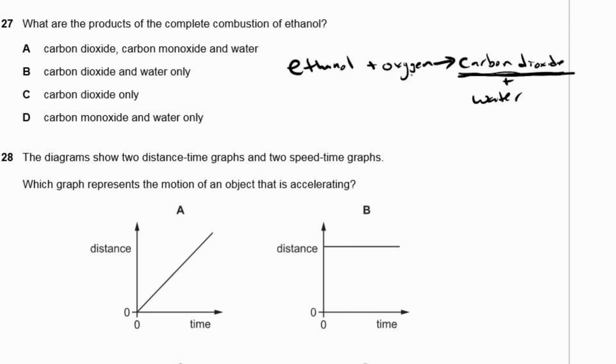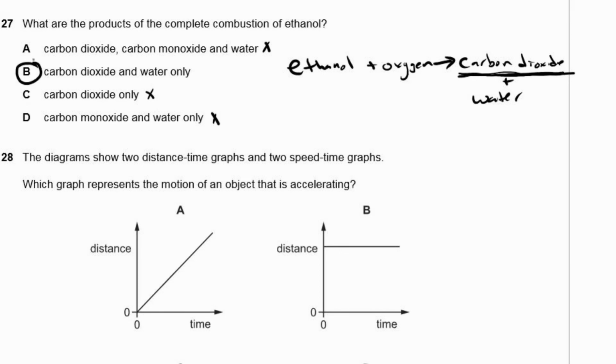That uses up all the ethanol, and you don't get carbon monoxide. So the answers with carbon monoxide are wrong. That means that's incomplete combustion if you get carbon monoxide. Carbon dioxide only? No, you need water as well. I know that seems silly. You burn something and you get water, but you do. It just evaporates. So the answer here is carbon dioxide and water only.